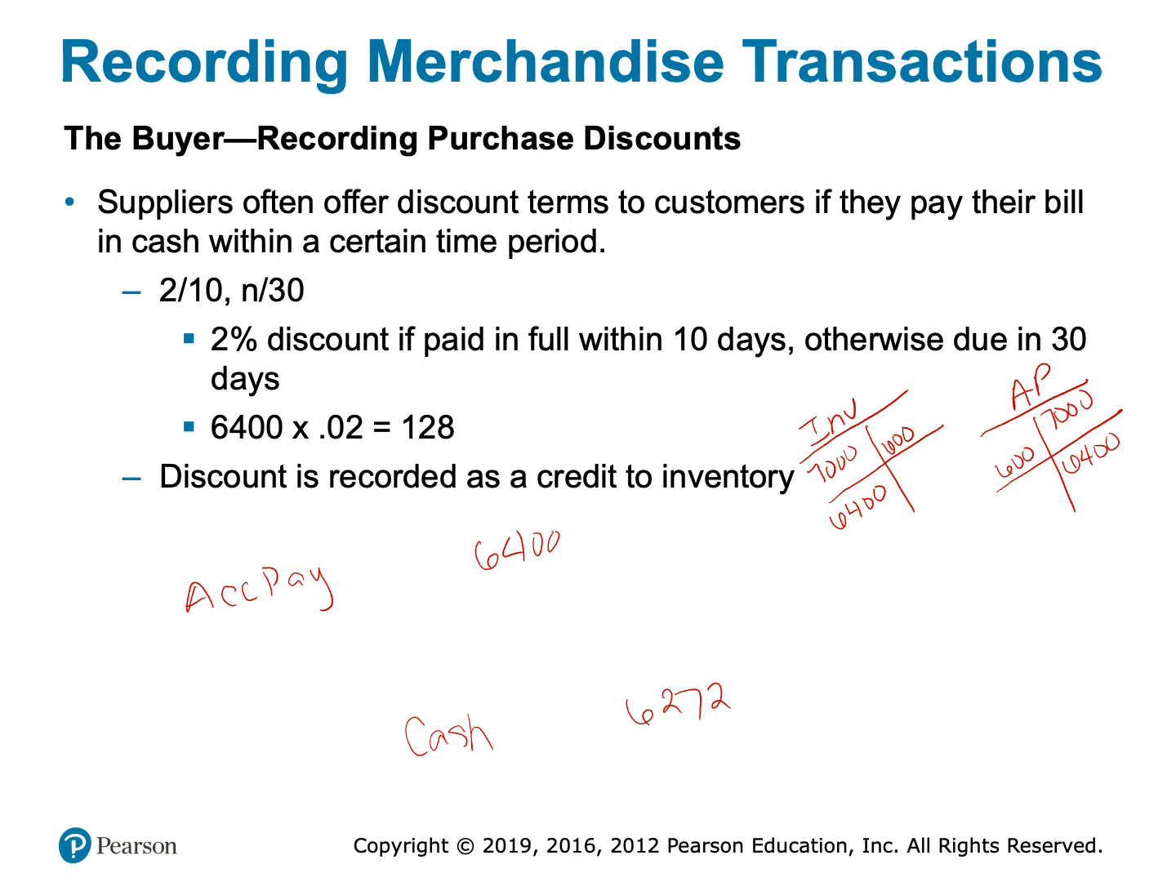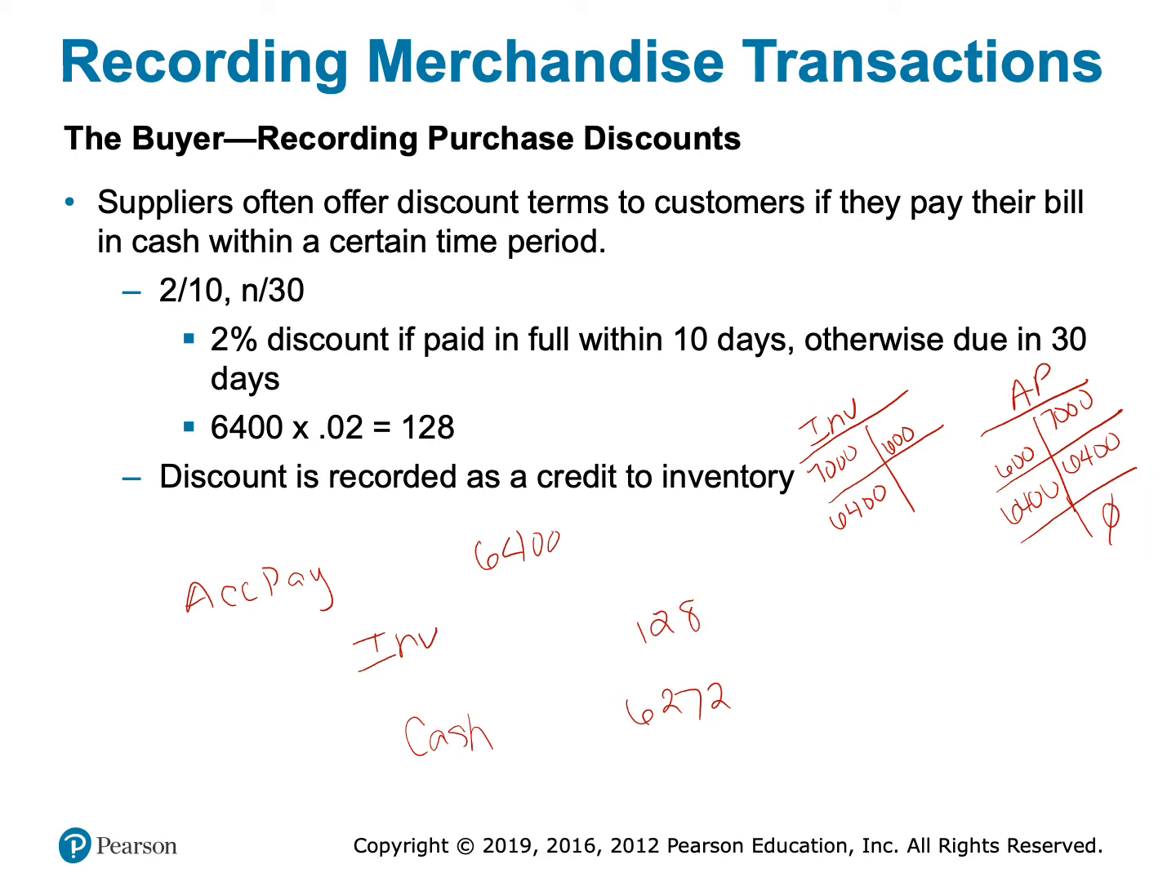So over here, now my T account is zeroed out. I owe them zero money. But remember, debits have to equal credits, and right now they don't. I'm missing a credit of $128. This $128 is the amount of the discount.